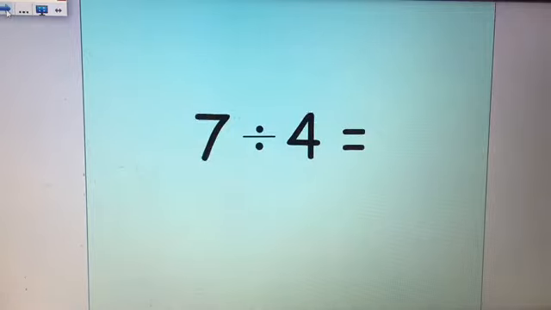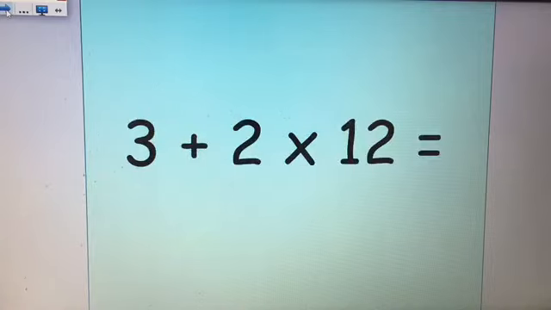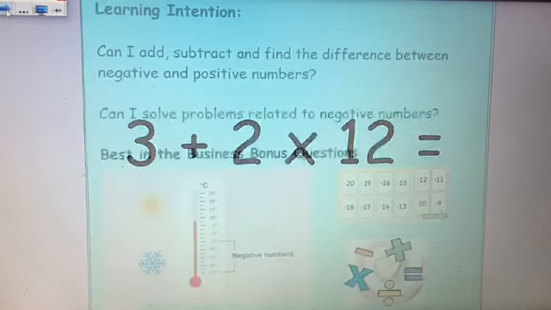7 divided by 4. 1.75. Half of 7 is 3.5, half of 3.5 is 1.75. And we're halving and halving again to divide by 4. 1.5 times 8 is 12. 1 times 8 is 8. 0.5 times 8 is 4. Add it together makes 12. 3 plus 2 times 12 is 27. Bit of BODMAS there. Do the 2 times 12 first, and then add the 3.